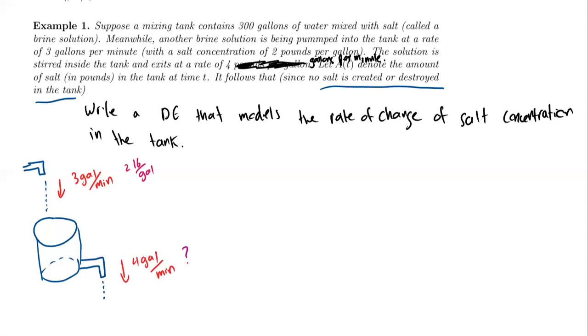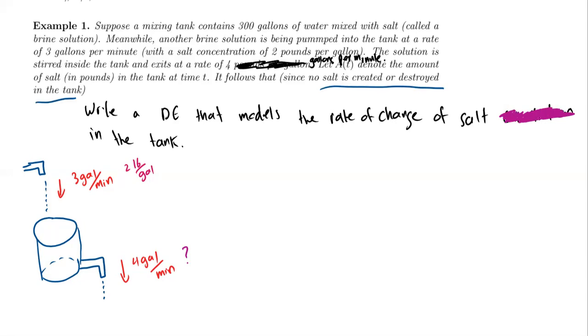So actually, let me change it to just, because if A of t just denotes the amount of salt, then let's not worry about concentration here. Because if we do concentration, it's going to be just a little bit more complicated. So instead, let's just write a differential equation that models the rate of change of the salt in the tank, not necessarily the concentration of salt.